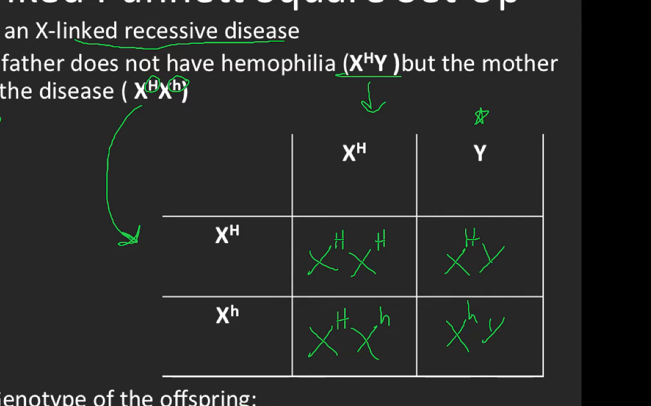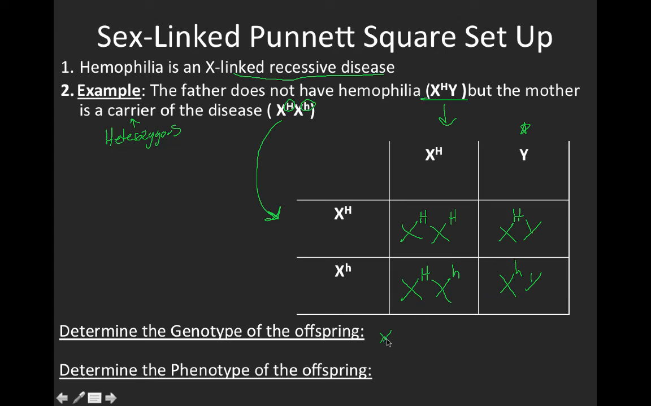Possible genotypes of offspring for females. We can have a female that is X with big H on both of them, so a homozygous dominant individual. We can have a female that is heterozygous be created from this cross. We can also have then a male that is not affected with hemophilia there. And then we can have a male with hemophilia here.